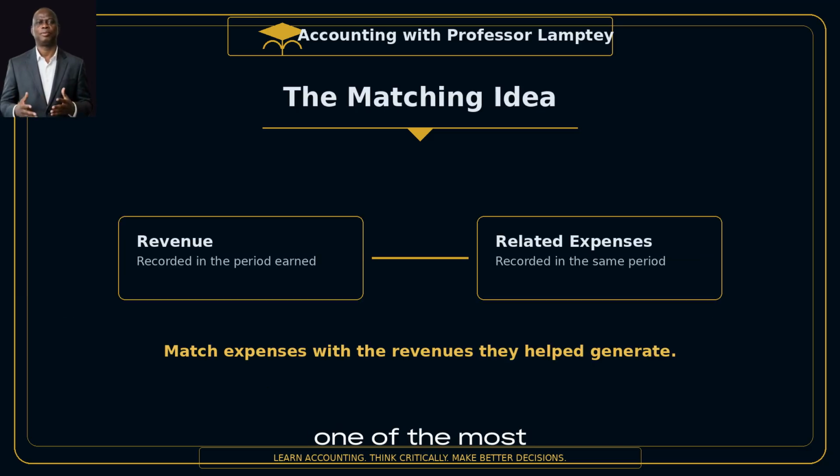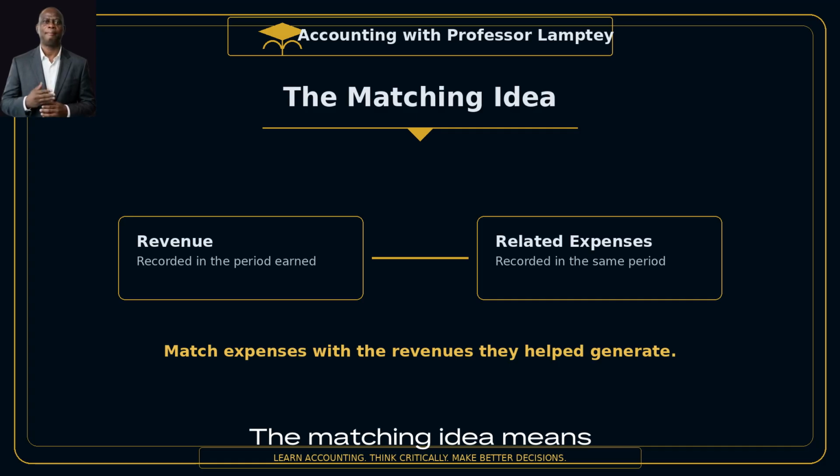Now let's bring in one of the most important ideas in accounting, the matching idea. The matching idea means expenses should be recorded in the same period as the revenues they help generate. This helps users see a more accurate measure of profit.